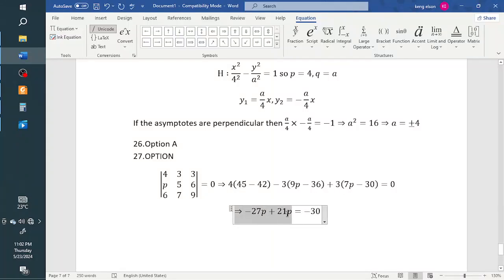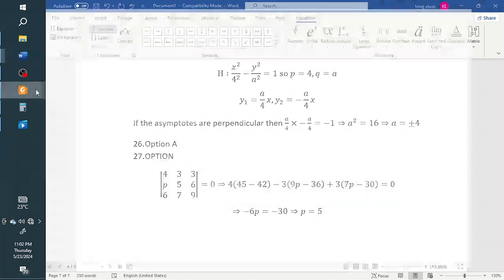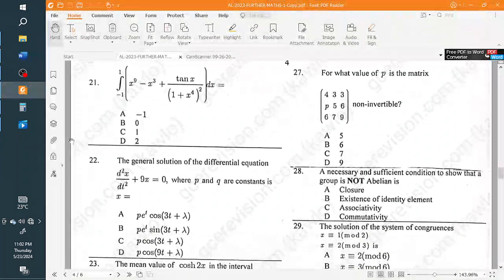When I add these two things, what do I have? I have negative 6. The two negatives cancel and we get p equal to 5. So 27, p is equal to 5, option A.